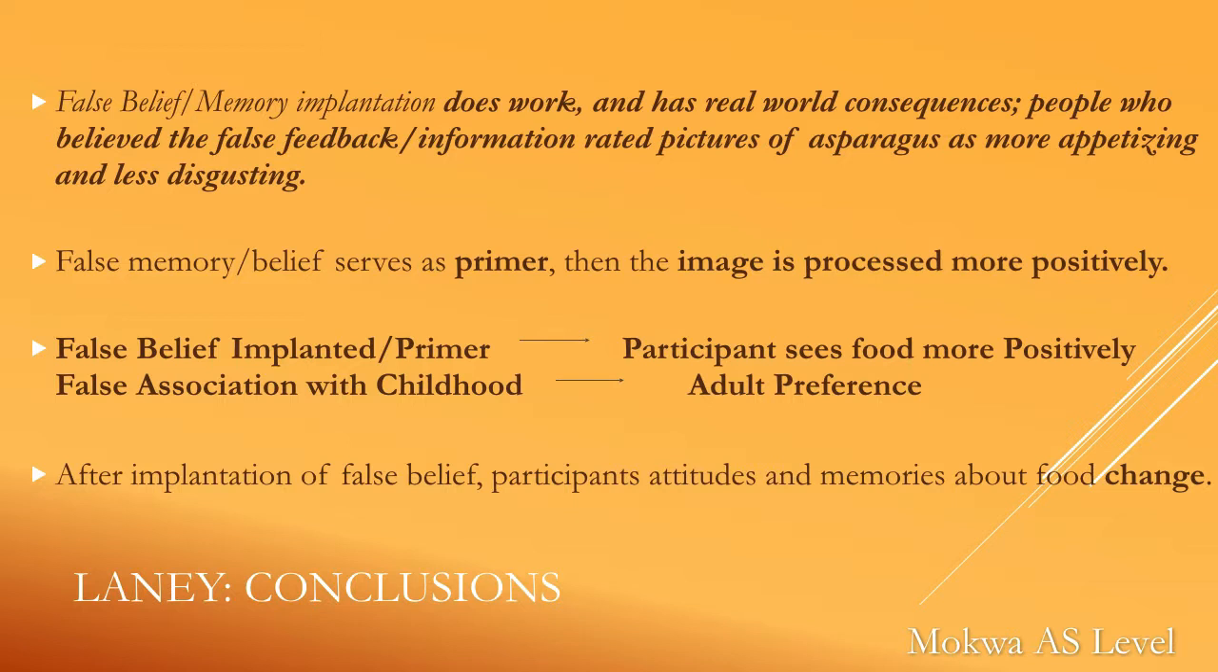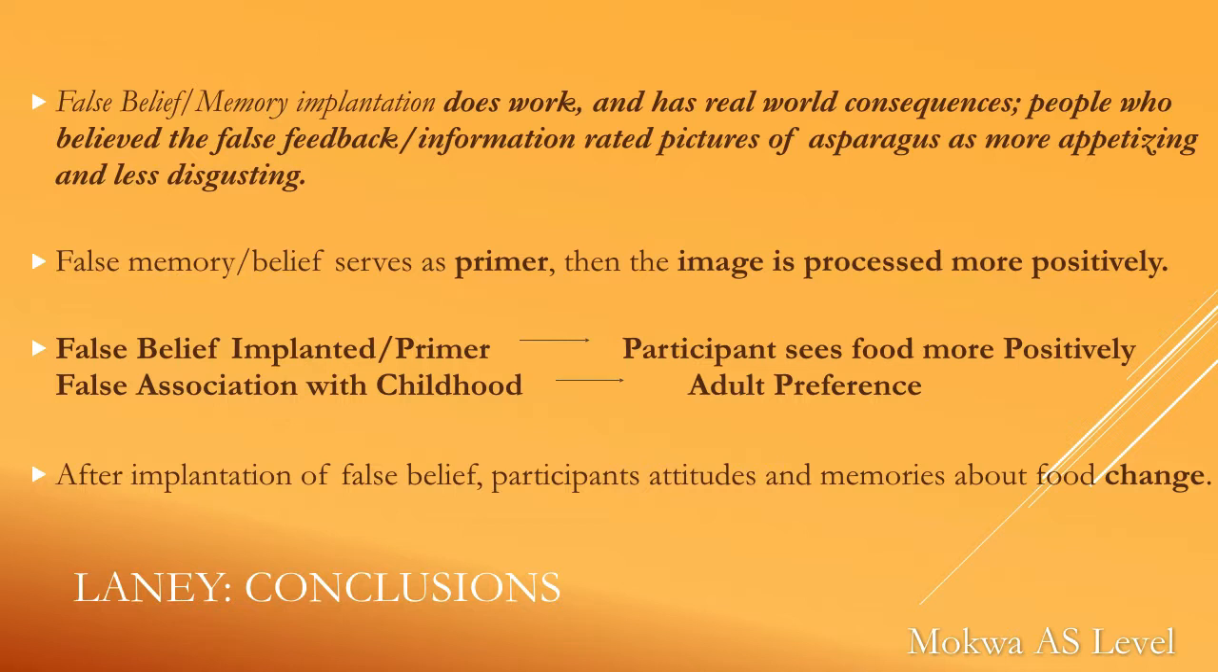The false memory does get implanted, and then that implantation changes people's behavior in the present. If you want to think of it in a more logical manner, like an equation, you have a primer and then you have a change in processing. Because remember, we're in the cognitive unit. It's our last study in the cognitive unit, and this is all about how information is processed in the brain. So the false memory or the false belief is the primer, and then the image is processed more positively. That refers more to aim 2.